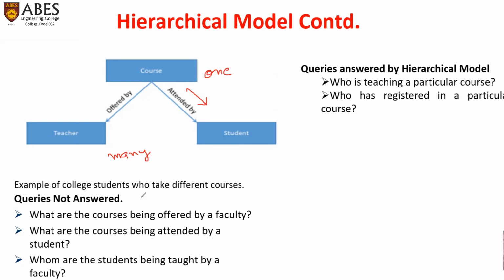But you cannot answer the following questions. These are the limitations of this model. What are the courses being offered by a faculty? What are the courses being attended by a student? Which students are being taught by a faculty? Which faculty are teaching our students? These are the types of questions which cannot be answered by this model. So this is the limitation of this model. You can understand.